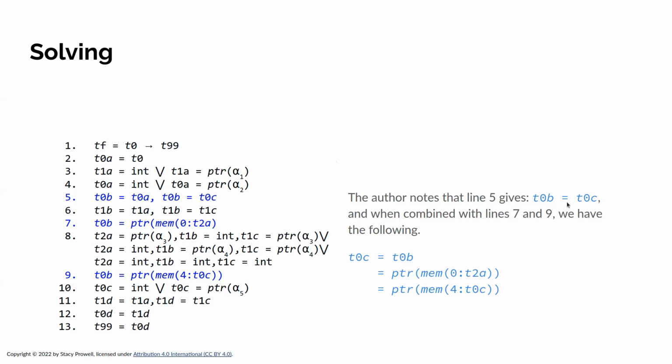He notes that T0B is T0C. Where do we get that? We got that from right here at line 5. This is one of the things that's possible from our type constraints, right? We know that this is true, and we have that this is true. And when we combine this with line 7, which is this one, and line 9 down here, the two that reference memory, we have that T0C can be T0B, which we know has these pointer structures to them.